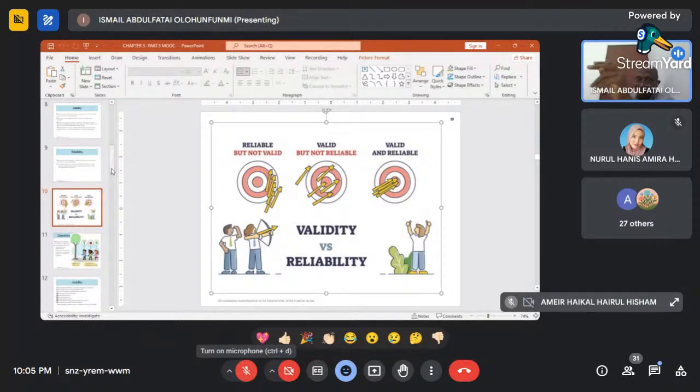You get my point now. Must have validity and must have reliability. Must be valid and must be reliable. That's what we are trying to tell you.